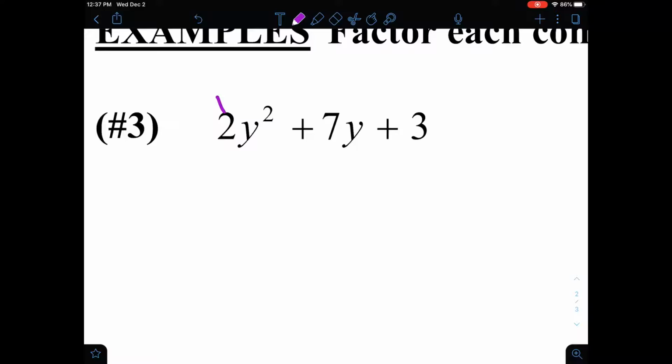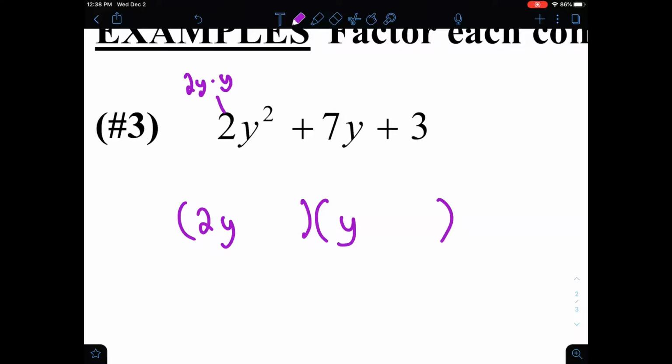Well, let's do the same thing here. So we need factors of 2y squared, and each term needs a y. When we're doing this, we need each term to have a y, like this. The only way to multiply to get 2y squared is going to be 2y times y, right? So we have 2y times y. That's the only thing to multiply here.